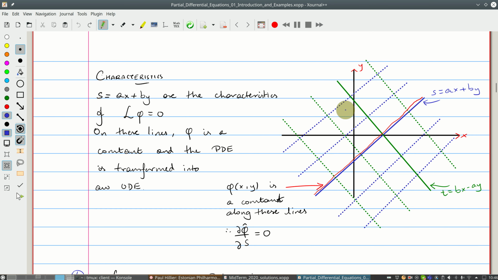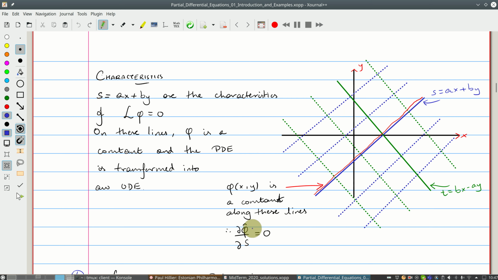So these are lines. I've said it before, these are straight lines. For a given s, this is a straight line. So we plot them here. x and y are our coordinate system, and for a given s, we have a straight line. And there are an infinite number of these straight lines. The t's are orthogonal to the s's. So if you have a given t, then you'll have a straight line going perpendicular to the s lines. Now, phi is a constant along the s direction.